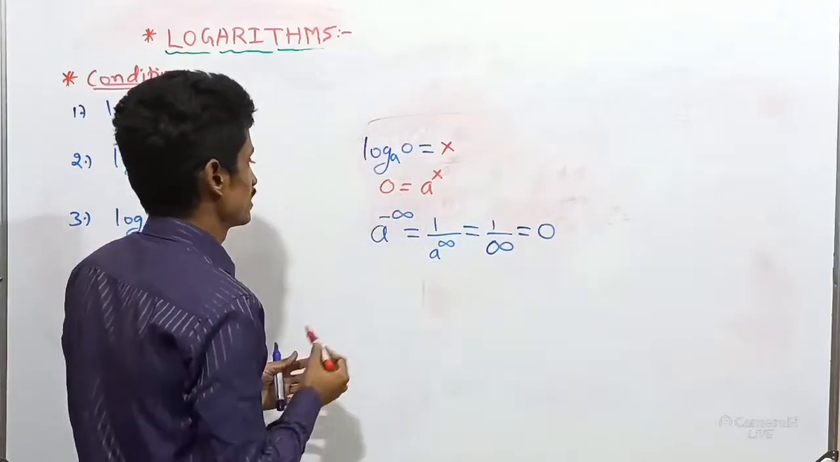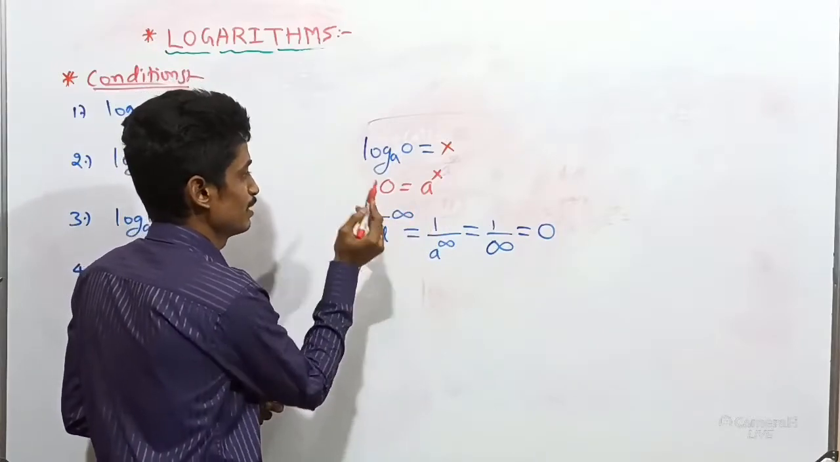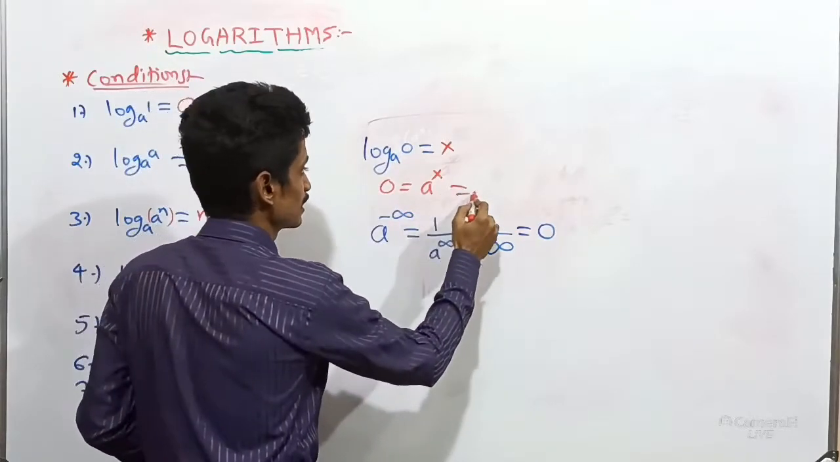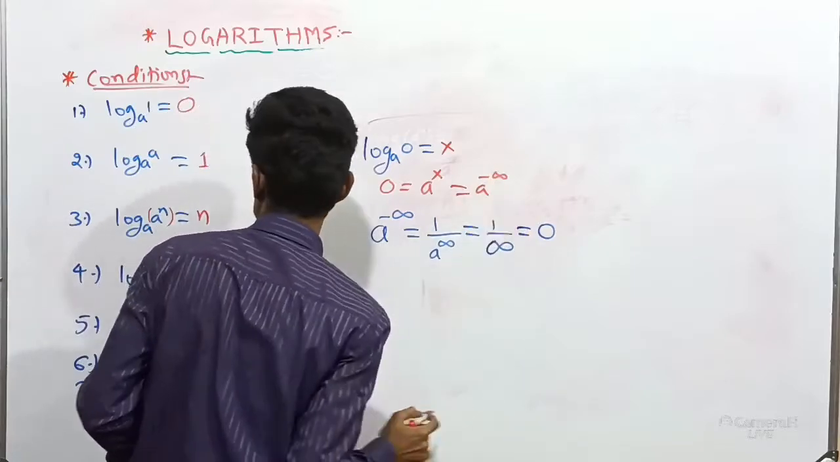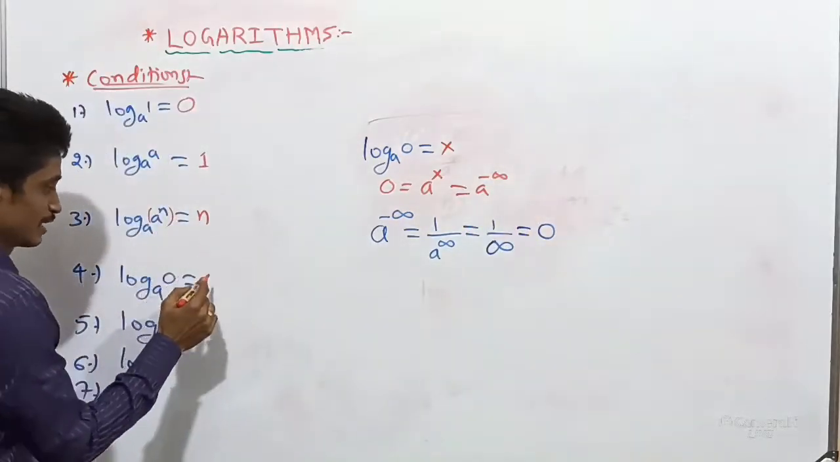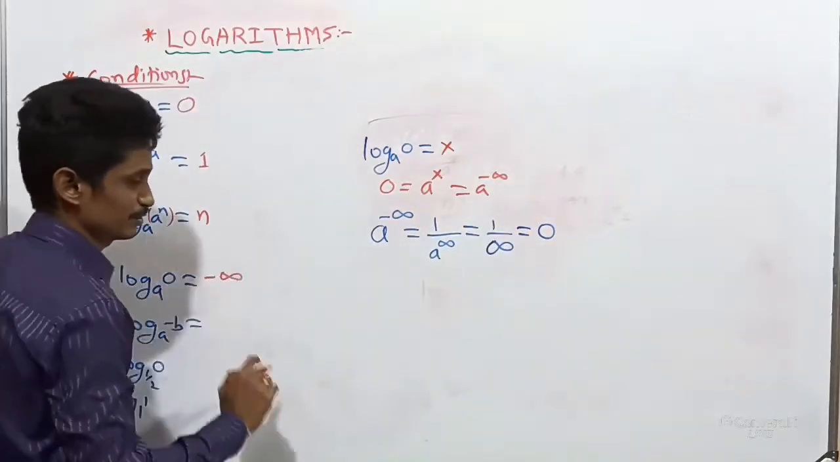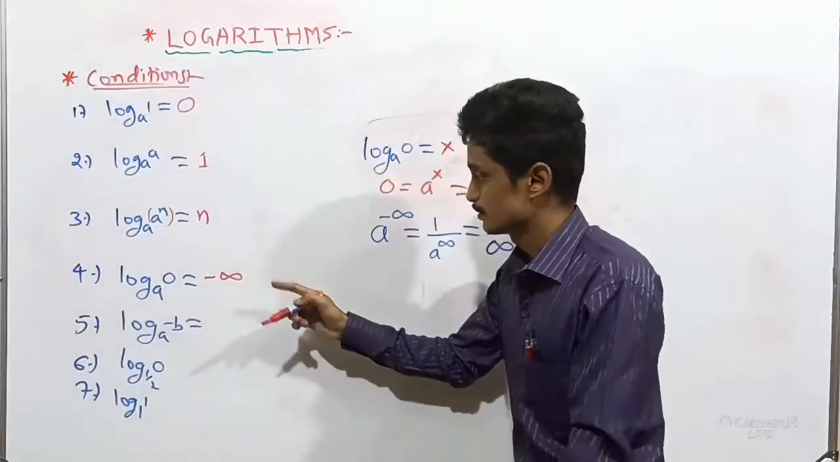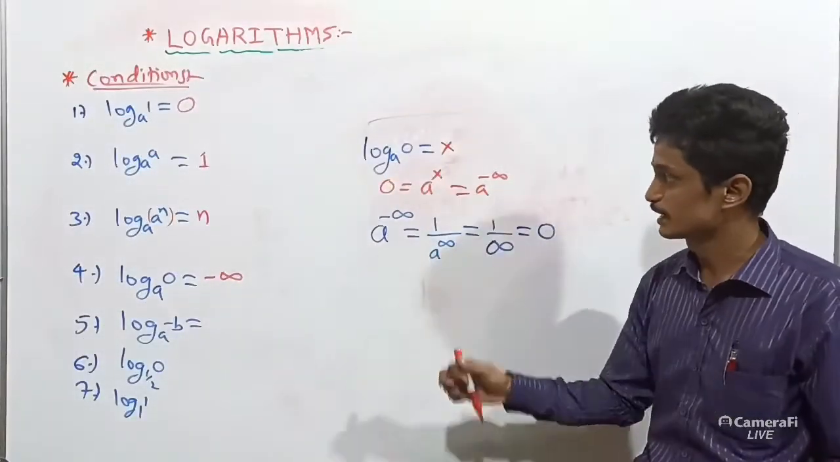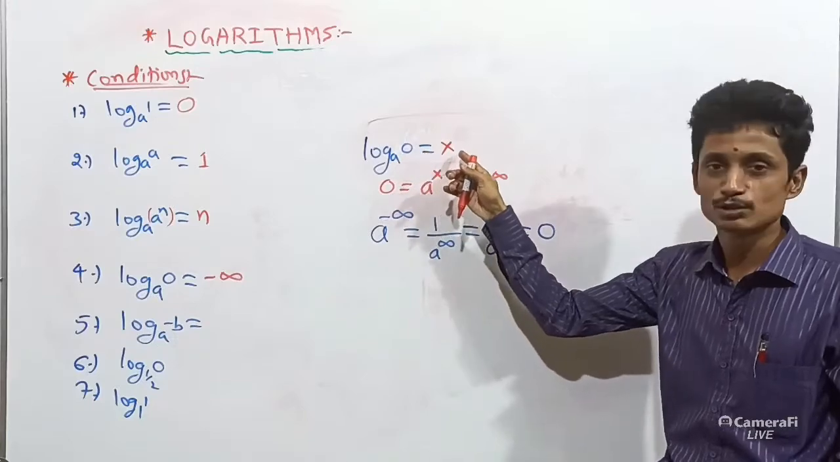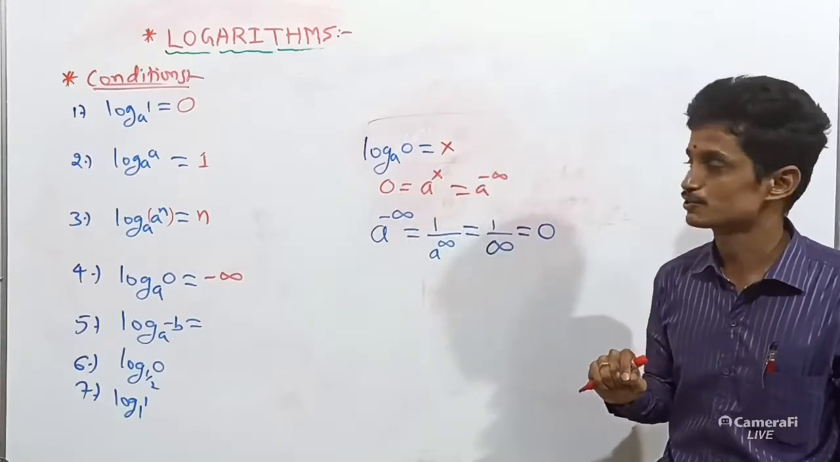That's why here the answer will take a power minus infinity. It means a power minus infinity. When log 0, then our answer will be minus infinity. Negative infinity we can choose. Once you look at log of 0, I don't know the answer, so simply I represented x.